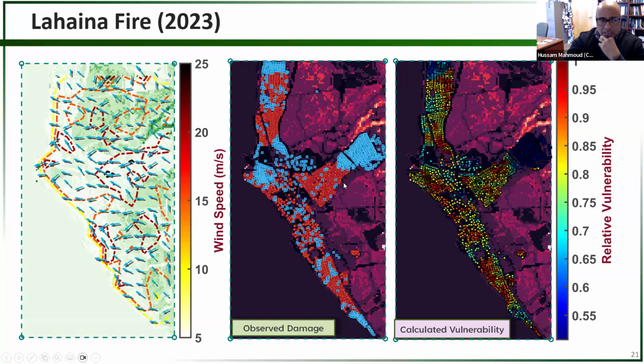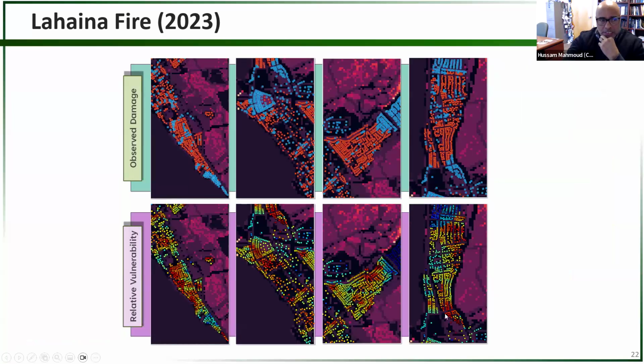If you zoom in on some of these areas here, you can see a very, very good correlation between what we're predicting versus what happened in reality. Blue areas mean survived, and usually blue areas in reality have low vulnerability values in the model. So the model is, again, doing the right thing in terms of capturing areas of high vulnerability and low vulnerability and so on. We're of course not done.